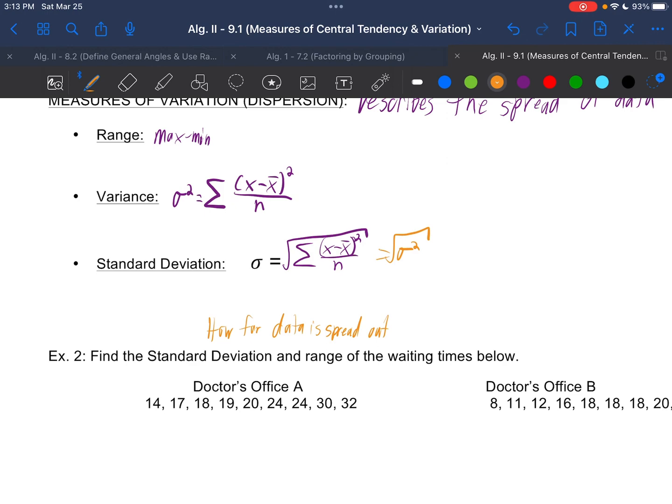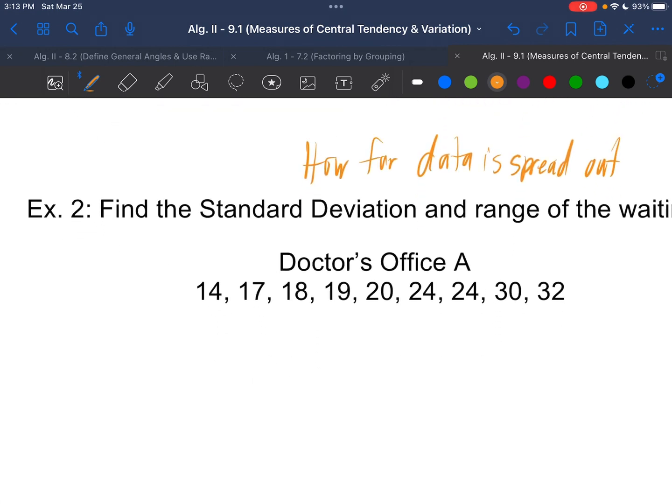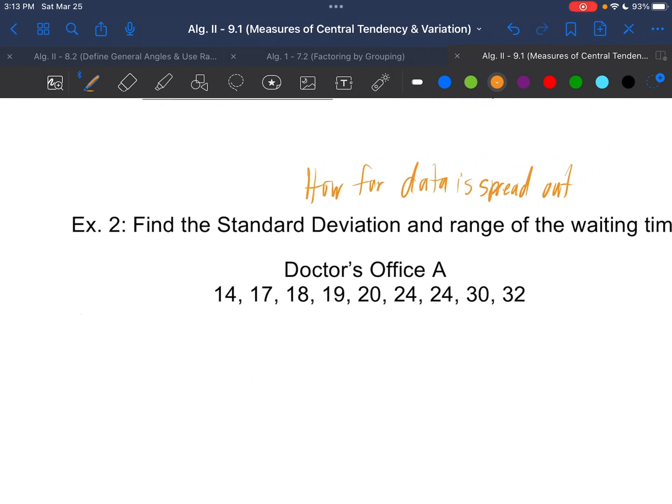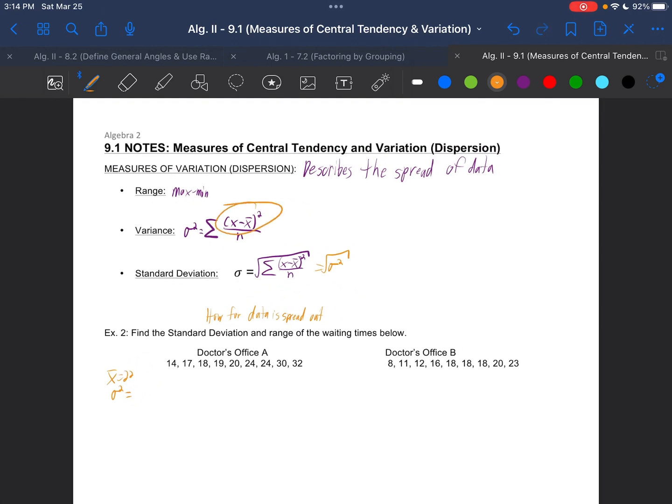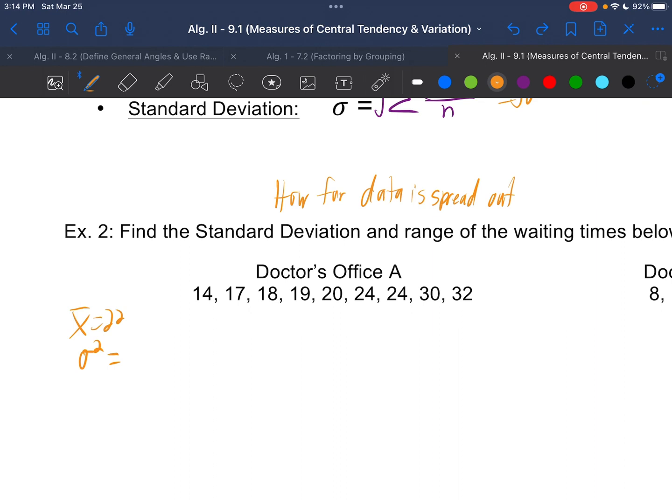So now we have these wait times at the doctor's office, and we're going to find the standard deviation and range of these. So we said earlier the mean for this was 22. Now in order to find the variance, we said we took each individual x value and subtract the mean. So in this case, 14 minus the mean would be 8. Then we're going to square that. So 8 squared would be 64.